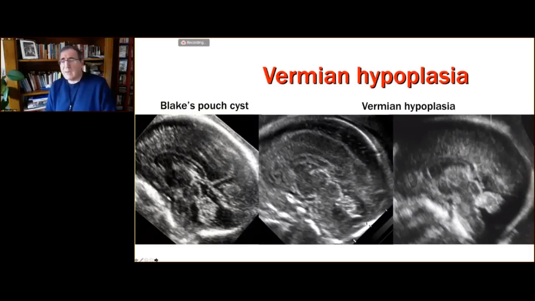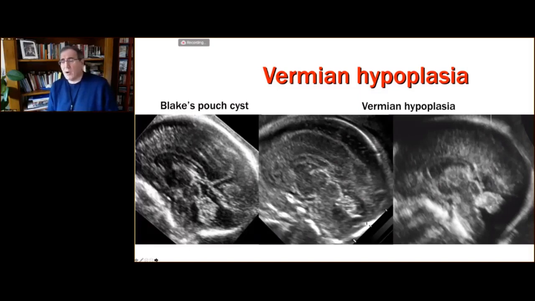If you compare this typical image of the Blake's pouch cyst, in which you see that there is mild rotation of the cerebellar vermis, but the cerebellar vermis has a normal appearance and a normal size, and then you compare the image in the middle, you can clearly see that the vermis in this case does not have a normal shape, and it has a size which is almost half of what it should be. Then the diagnosis is quite easy.